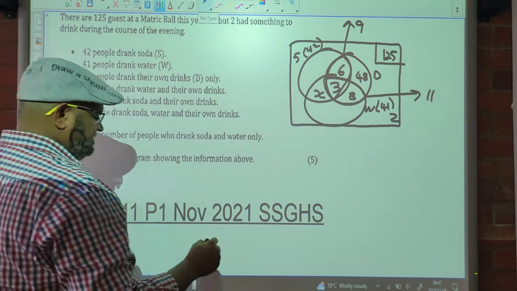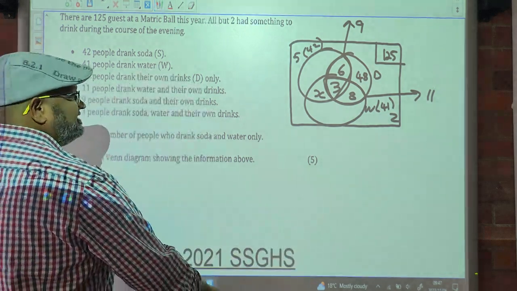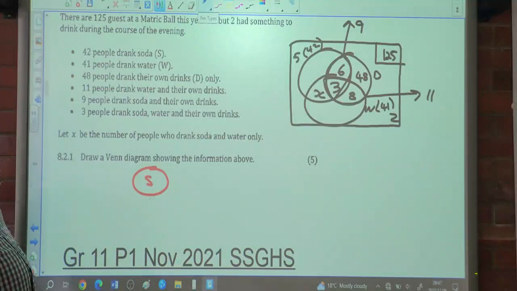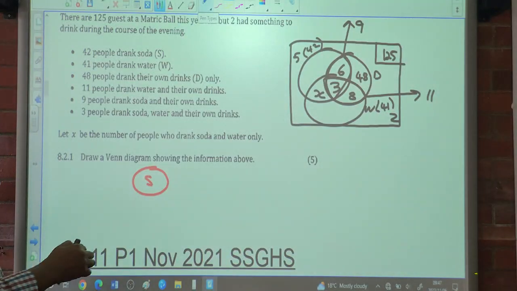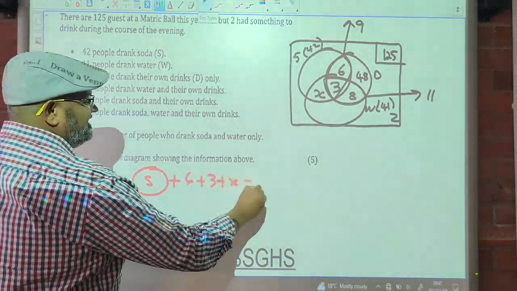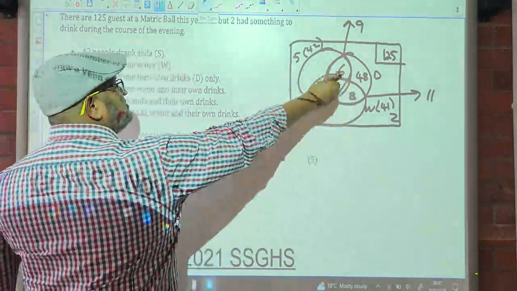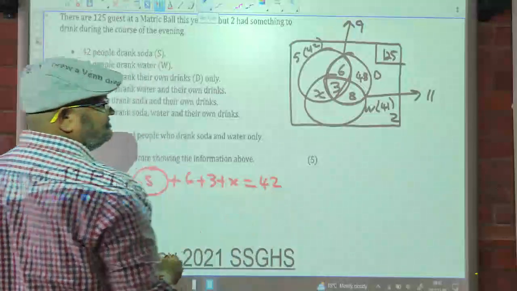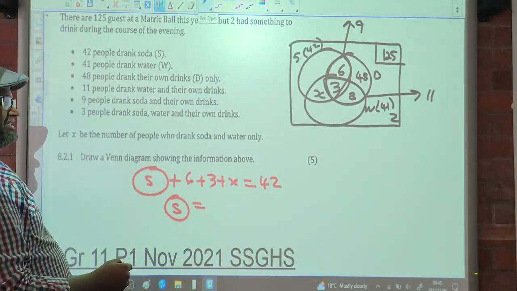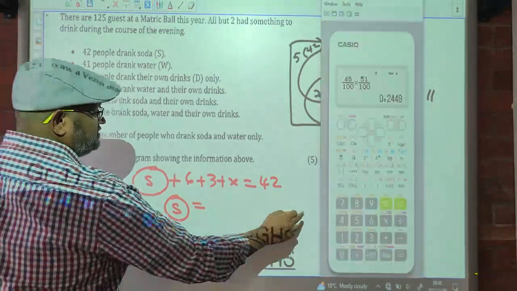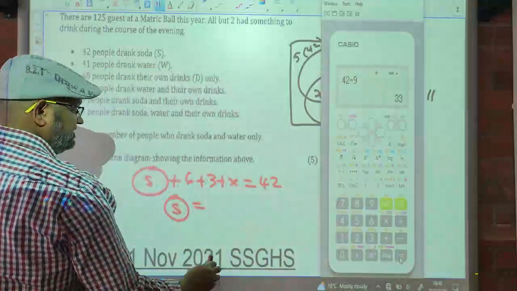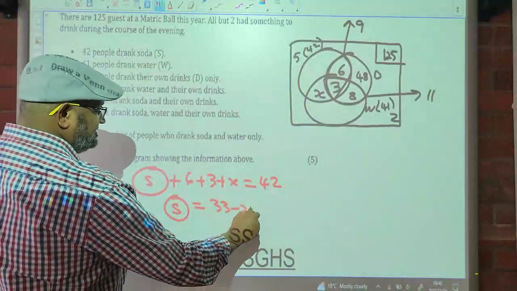So, you see this unknown here. Let's call that unknown soda. The blank soda part. Okay. Plus 6 plus 3 plus X. These 4 parts add up to 42. So the unknown soda part is going to be 42 minus 9. 42 minus 9. See, weekends isn't good for us. I'm going to give you 33 minus X.